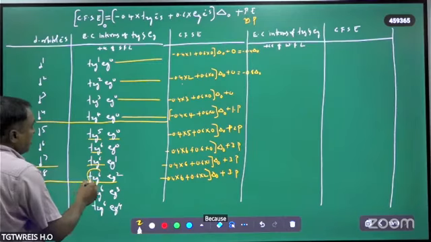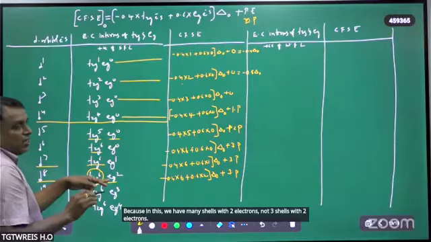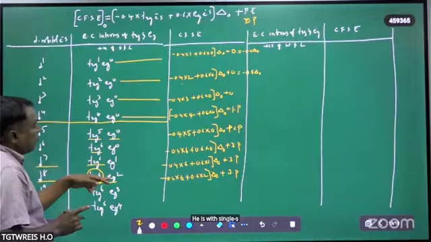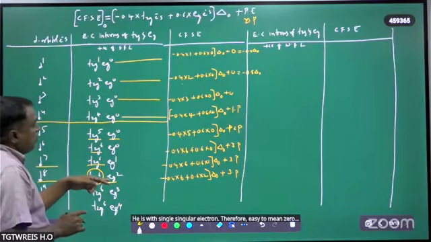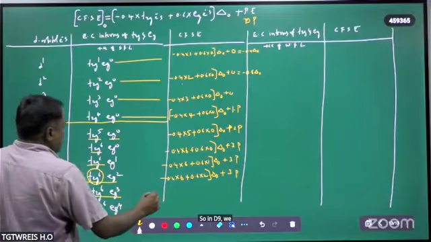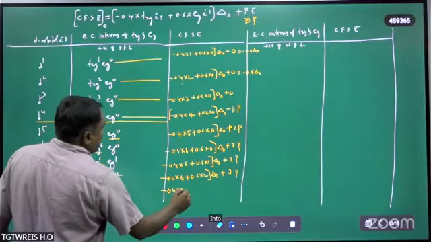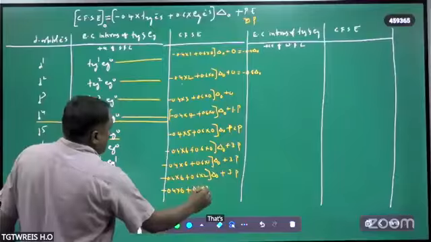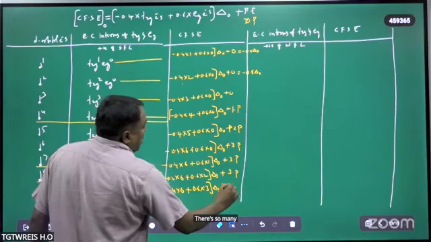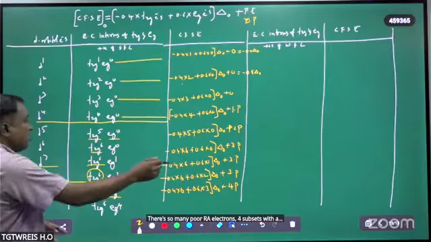Because in this we have how many orbitals with 2 electrons? 3 orbitals with 2 electrons. In eg2 there are 2 orbitals, each with a single electron. Therefore eg2 means 0 paired electrons, so only 3P now. So in d9 we have what now? t2g6 is 6, so minus 0.4 into 6 plus 0.6 into 3 into delta naught plus how many? 4 orbitals with 2 electrons now. That's why 4P.